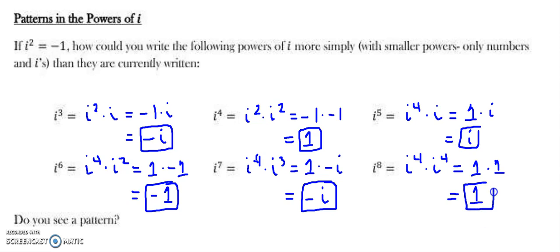And what we should notice here is there's a pattern as far as what values appear here. We see the same 4 values repeating themselves over and over again: -i, 1, i, and -1. And we can utilize this pattern to help us find the values of even higher powers of i.